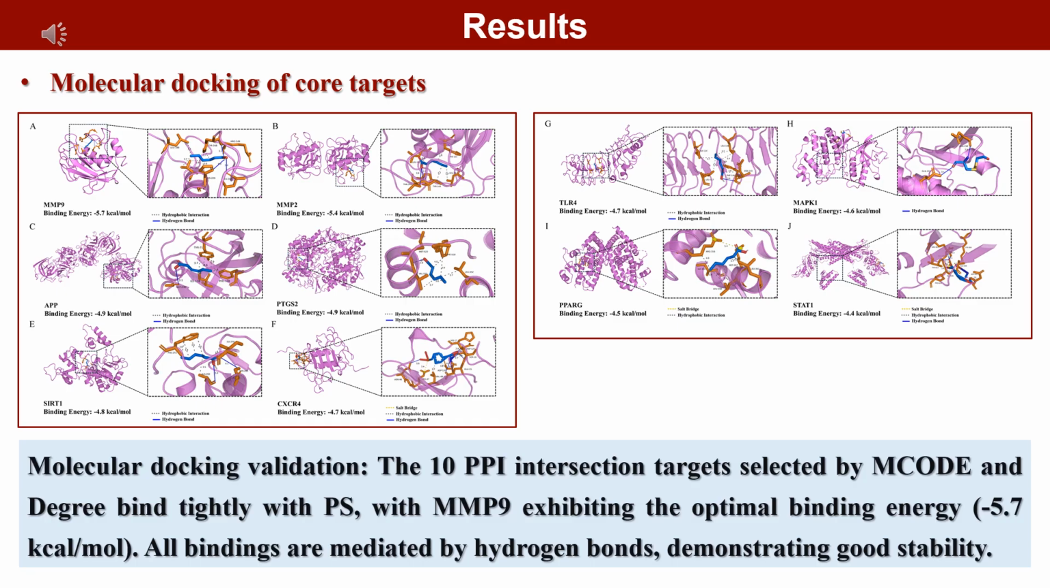Molecular docking validation. The 10 intersection targets selected by ENCODE and degree bind tightly with PS, with MMP9 exhibiting the optimal binding energy, negative 5.7 kilocalories per mole. All bindings are mediated by hydrogen bonds, demonstrating good stability.